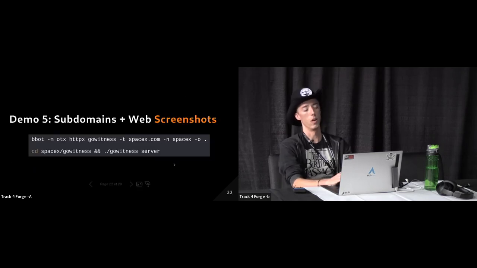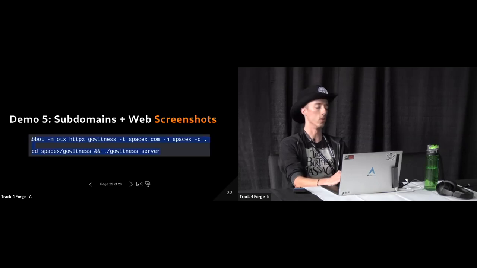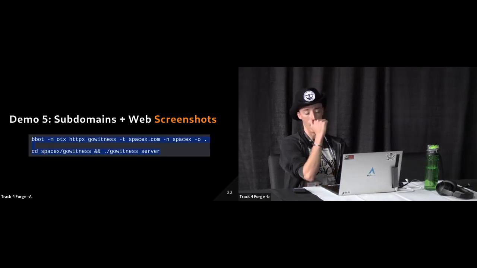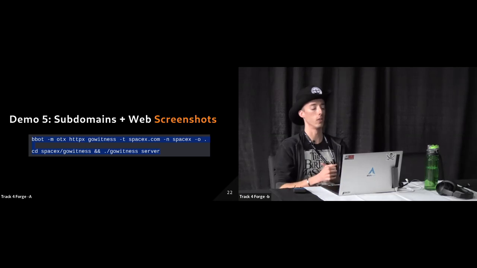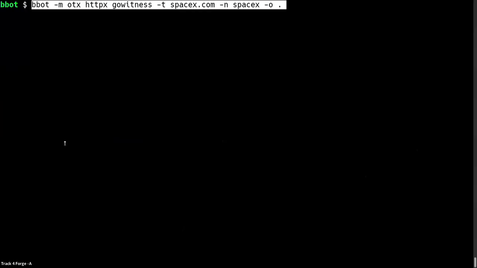All right, so our last example is subdomains and web screenshots. BBOT uses GoWitness to take web screenshots. And like I said at the beginning of this presentation, you can execute all of this in one command. So you can do subdomain enumeration and port scanning and detect web services and do web screenshots all at one time.